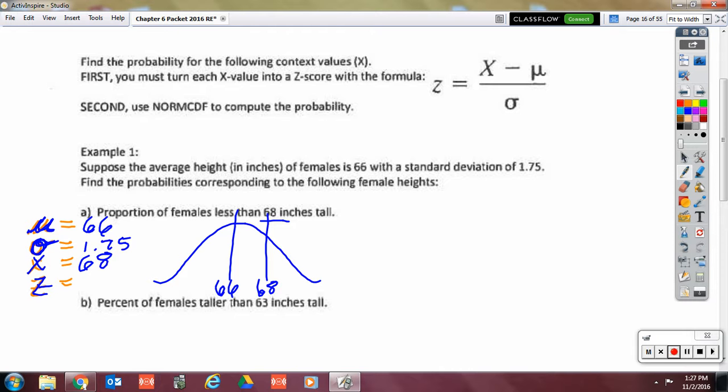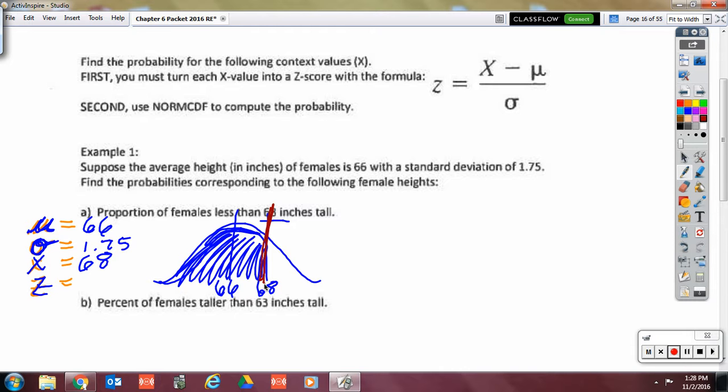So what part of this picture do I want shaded? To the left or to the right? Good, I want less than 68, so I'm going to do this section here. So that's what I'm trying to find. Okay, so for every problem, we're going to write down the data we have, we're going to sketch a quick pic, and then now we're going to compute it. So I need to find what this z-score is at 68.